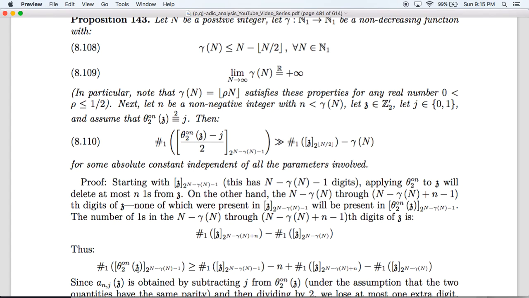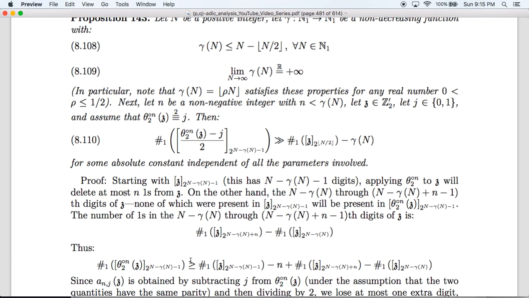After applying the shift, the worst case scenario is that we lost n ones, little n ones. It means every time we applied theta, we lost a 1. And since we apply theta n times, we are going to then lose n ones from what we had in the original. And then we have to add in the ones that we would potentially gain by having used the shift operator, and that's this thing.